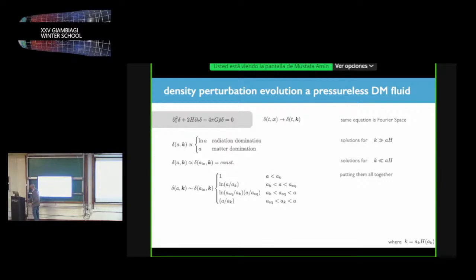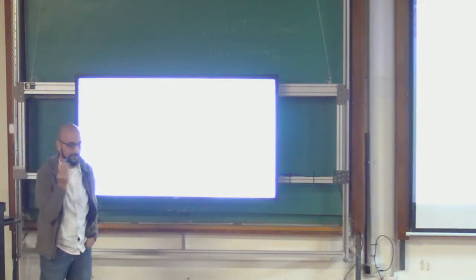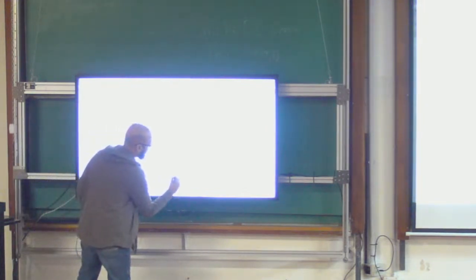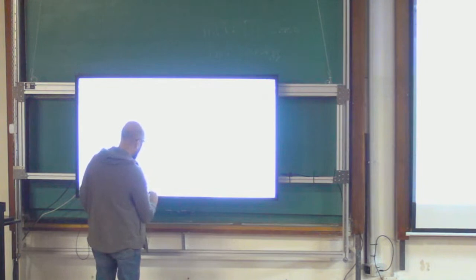So what does this solution look like? On the vertical axis, I'm going to put this delta, the fractional density contrast in Fourier space. And for reasons that will be clear soon, I'm going to multiply it by k to the 3/2. It doesn't matter, I just care about the time dependence. And this axis here is scale factor. Let's draw it a little bit out because I will need it.